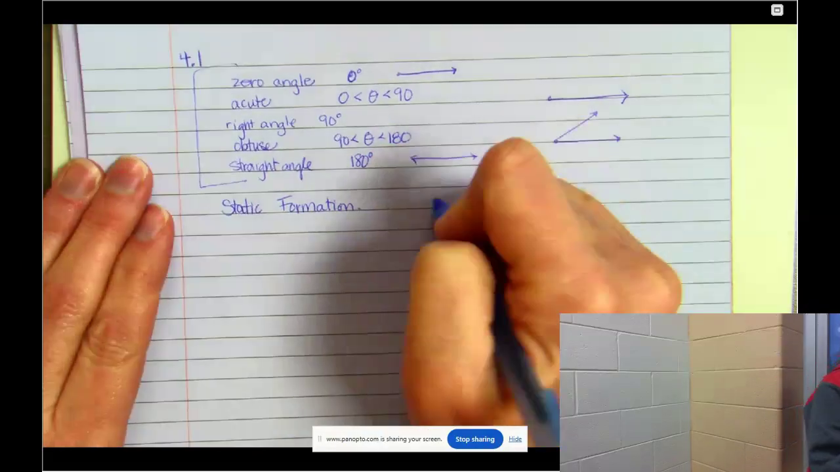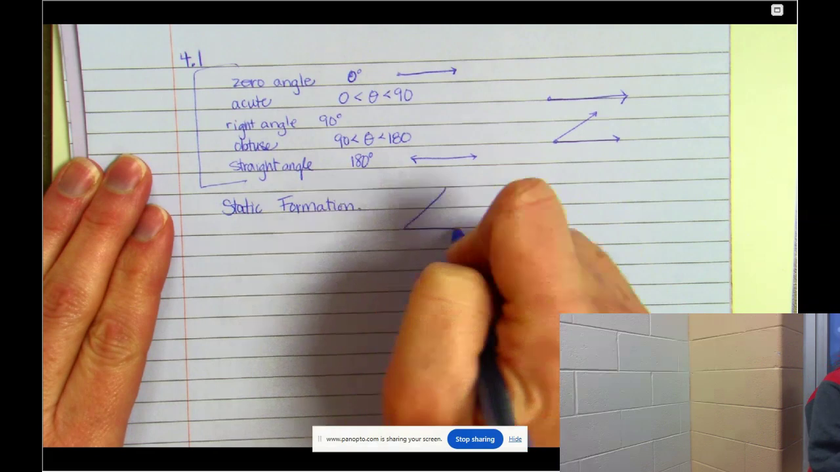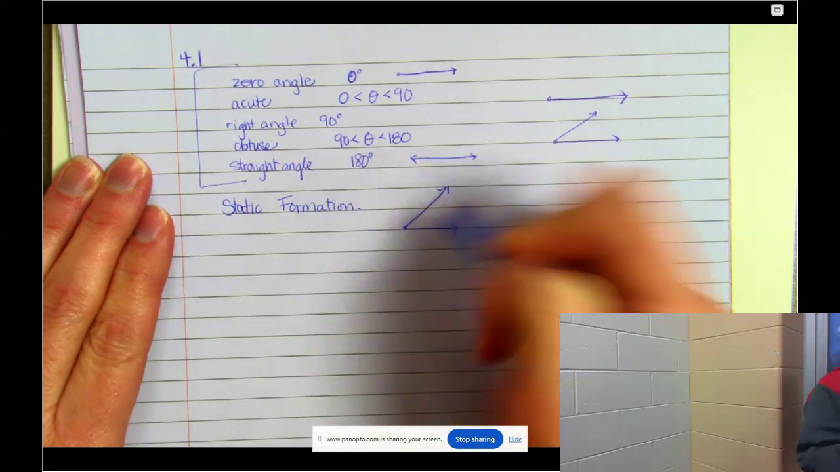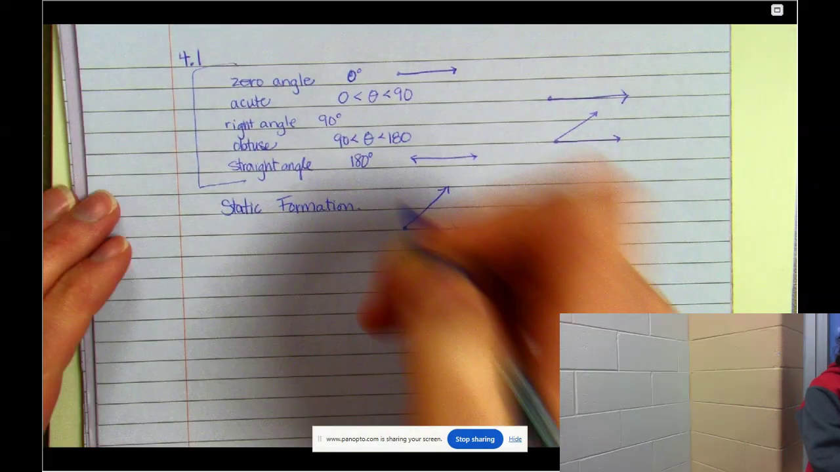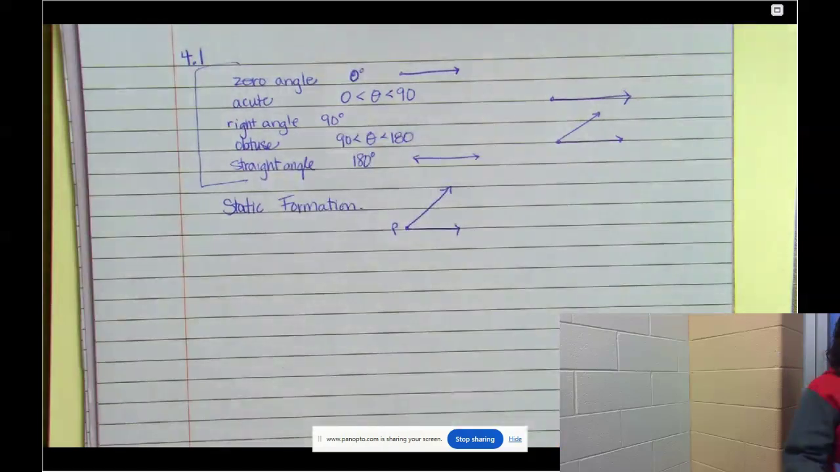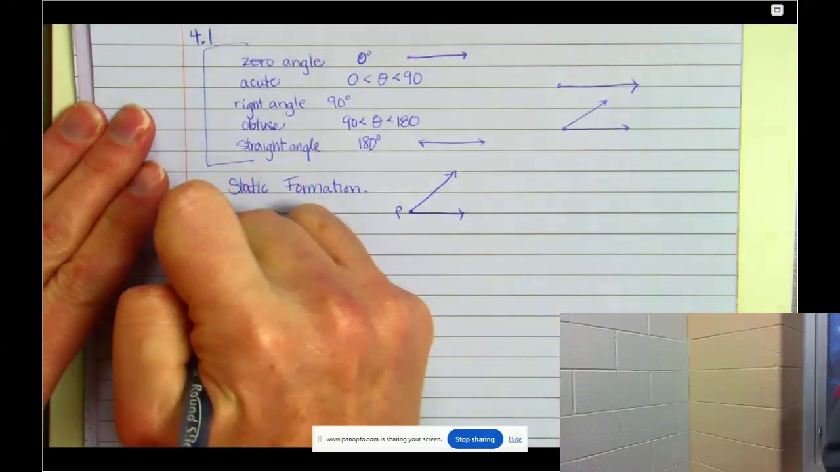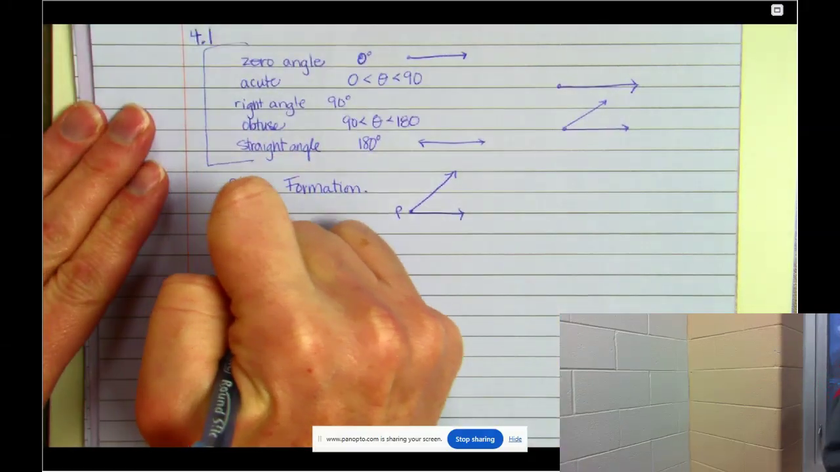Okay, so like in geometry class, I would give you this and say, okay, here's your angle, it's angle P. And there it is, it's there. In trigonometry, this is one of the main differences. In trigonometry, we talk about dynamic angle formation.